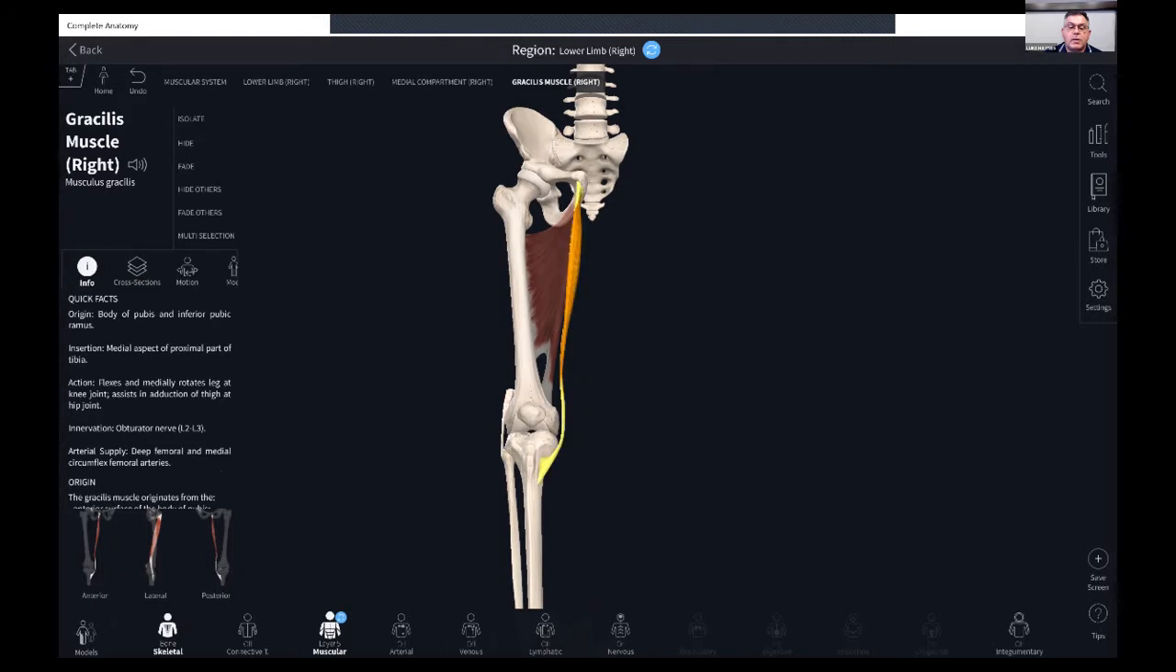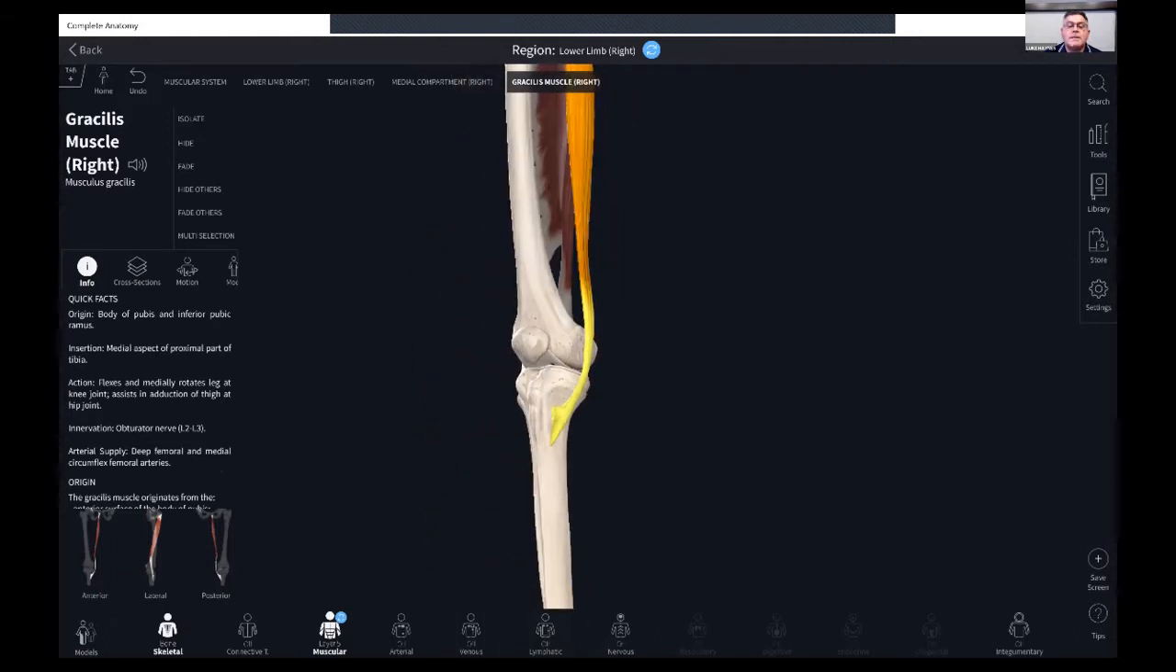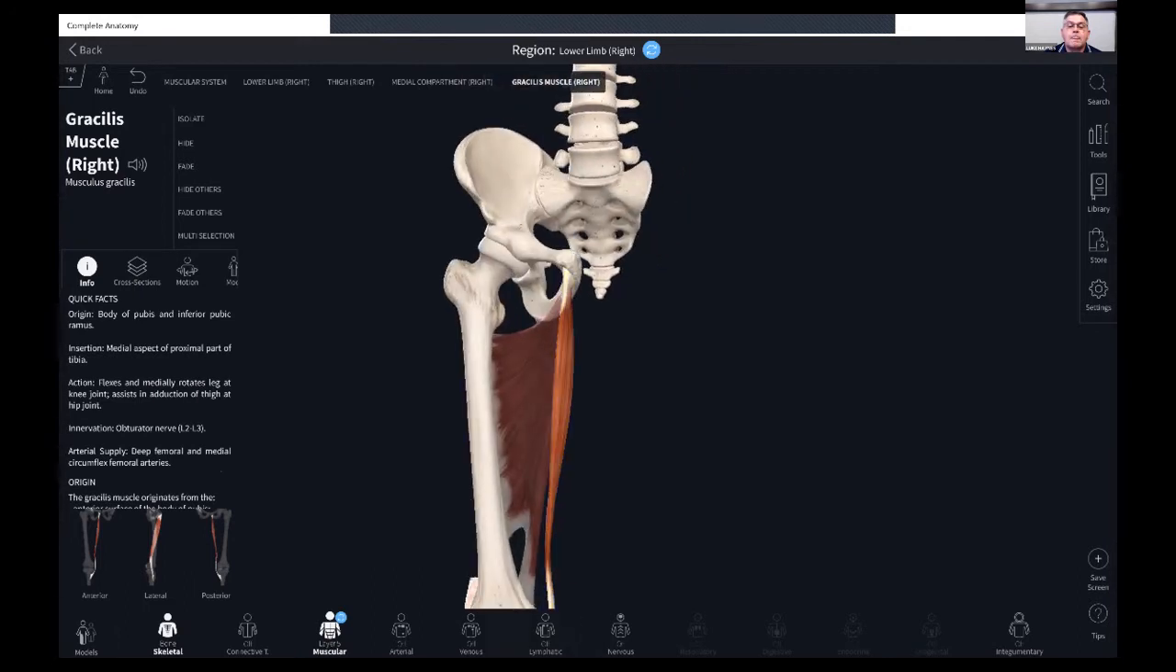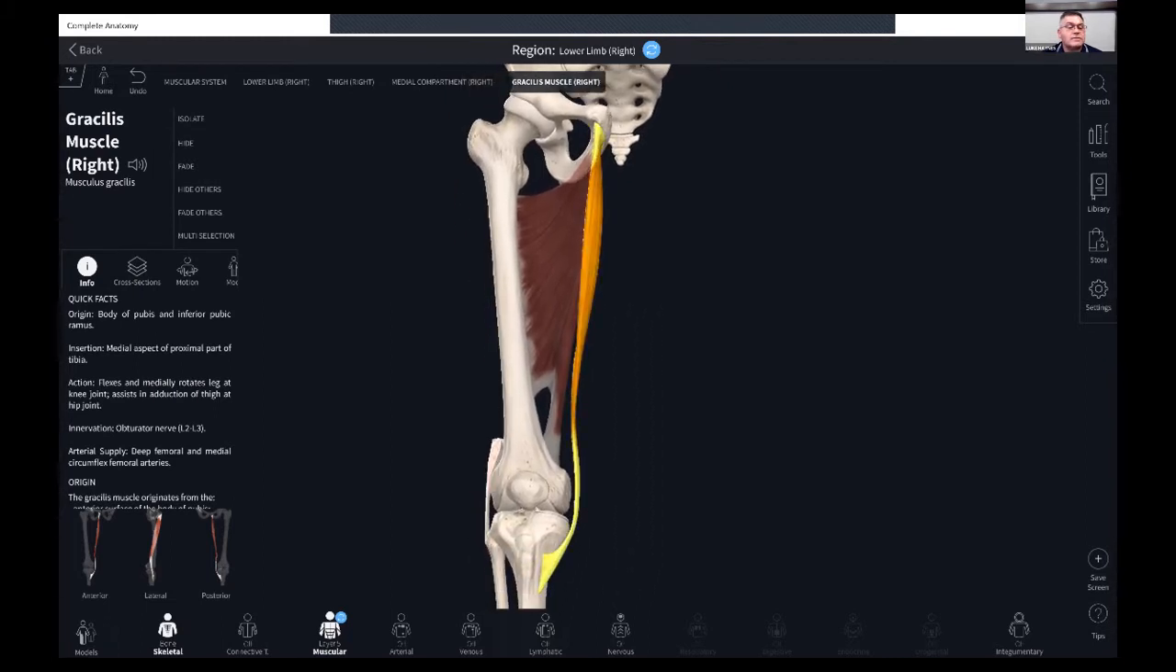So Gracilis is one of the 3 muscles that make up the pes anserine distally. You'll see that it's the medial-most tendon of this adductor tendon group that we see here. Its origin is the body of the pubis and inferior pubic ramus. It inserts on the medial aspect of the proximal part of the tibia, further distally. Its action is to flex and medially rotate the leg at the knee joint, and it assists in adduction of the thigh at the hip joint. It is also innervated by the obturator nerve.